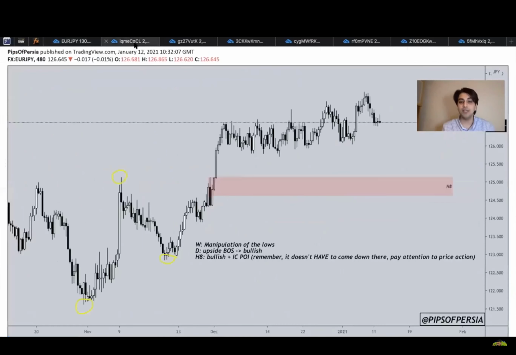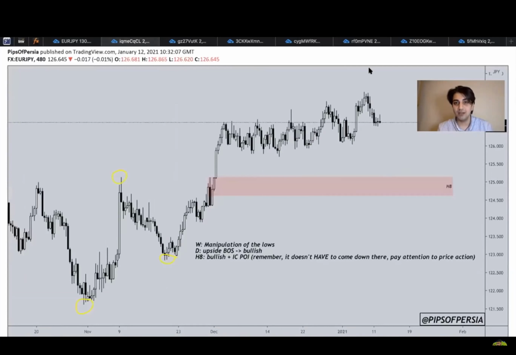So what you see over here is what I have written over there. 8-hour bullish. We've got our institutional candle as a point of interest. Remember, it doesn't have to come down there. Pay attention to price action. That's what I've written over there, because not always it will come down there. Sometimes it can reaccumulate and then go higher. For example, when you look at this specific level, when you look at just this picture, there is another level at the top as well, which is kind of quite attractive for entry.